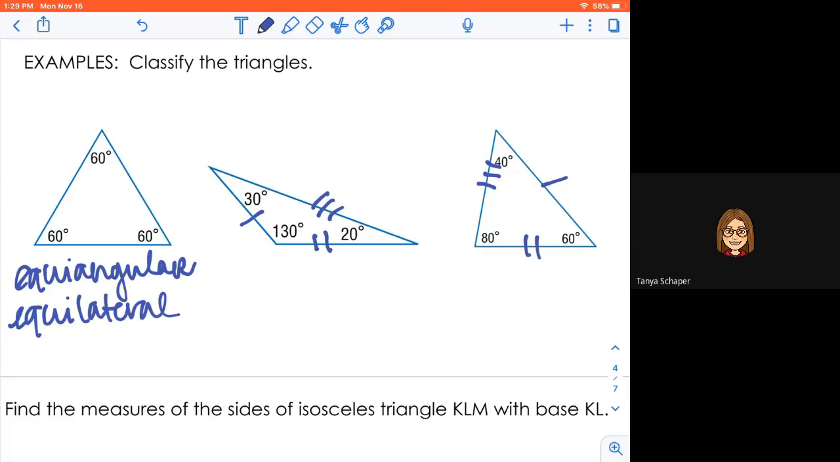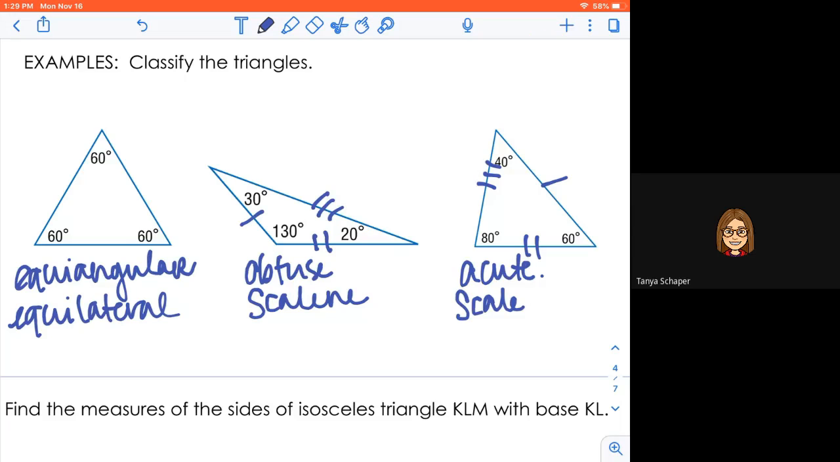The second one, it's an obtuse triangle because it has an angle greater than 90 degrees. It's also scalene because none of the side measurements are the same. Looking at the third triangle, this one would be considered an acute triangle. The reason it's considered acute is because all of the angles are less than 90 degrees, and it would also be called scalene because none of the sides are the same.